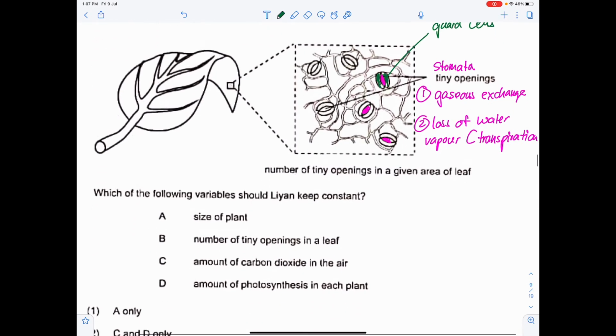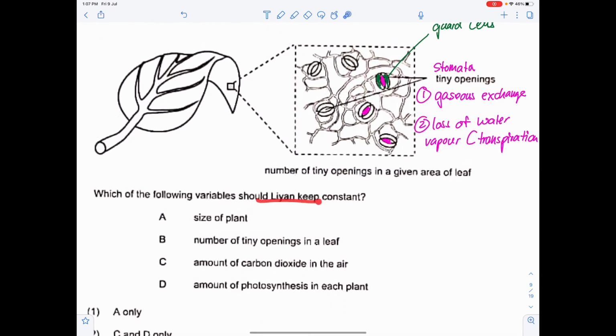So in this case, which of the following variables should Lilian keep constant? Everything else should be kept constant except your results as well as your change variable. So let's take a look. Size of plant, yes, should be kept the same. Number of tiny openings, you shouldn't write because this is actually your results. That's the aim, what you want to find out. So this one cannot be kept the same. Should not be kept the same.